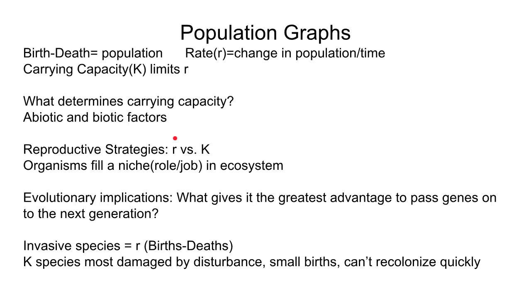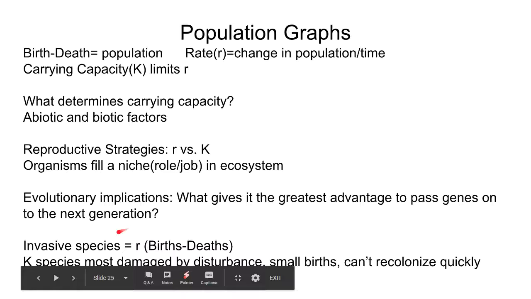We also talked about reproductive strategies, R versus K species, those that reproduce more exponentially versus those that stabilize close to the carrying capacity based off of how they care for their offspring and the number of offspring they typically have. Again, let's make some evolutionary implications about this. What is it that gives them the greatest advantage to pass genes on to the next generation? And also, let's always tie this back into invasive species. This is a really important thing, both globally and locally.